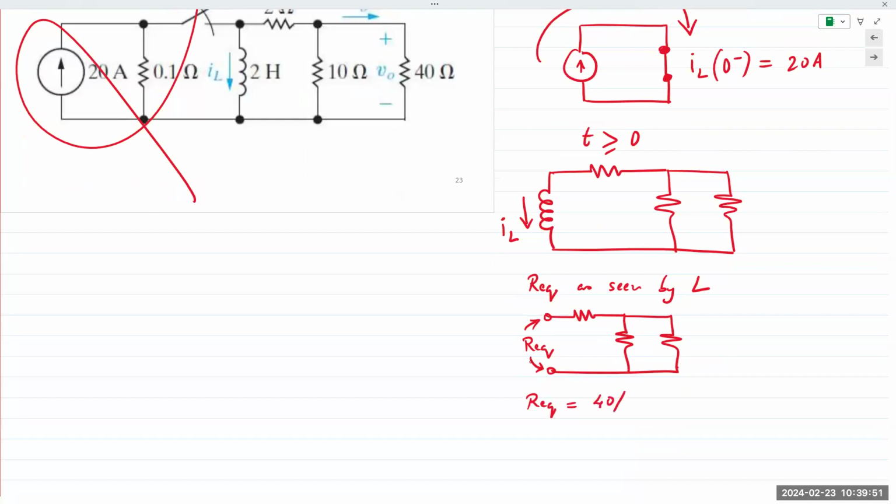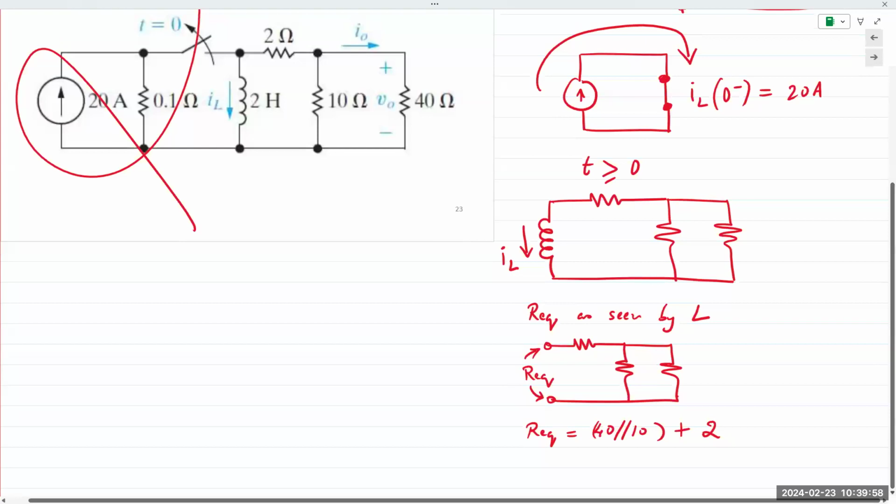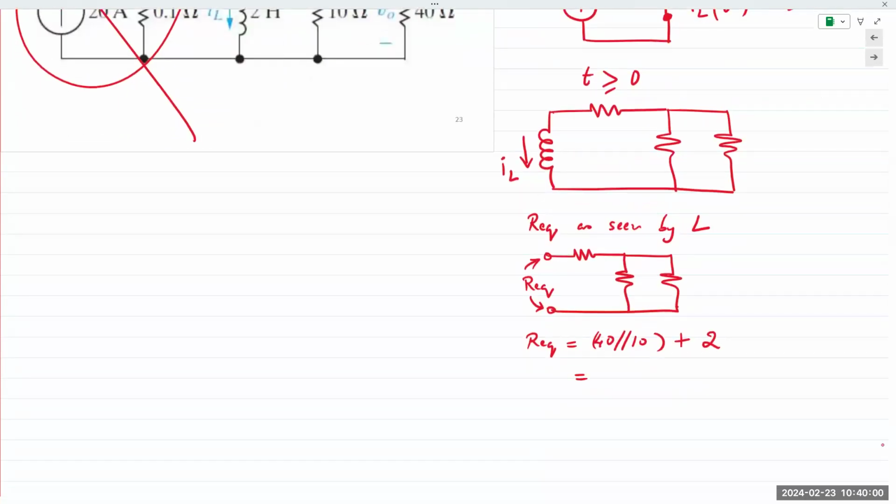is 40 in parallel with 10 plus the 2 ohm resistor. So that gives me 400 divided by 50 plus 2. That comes out to be 10 ohms. My Req is 10 ohms.